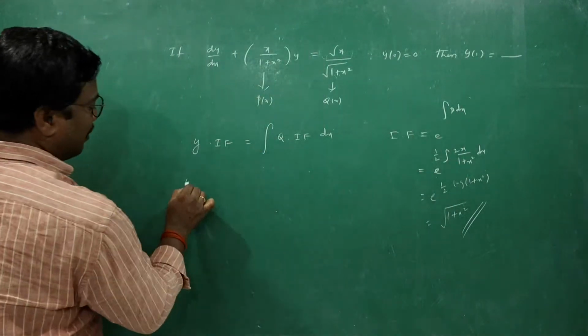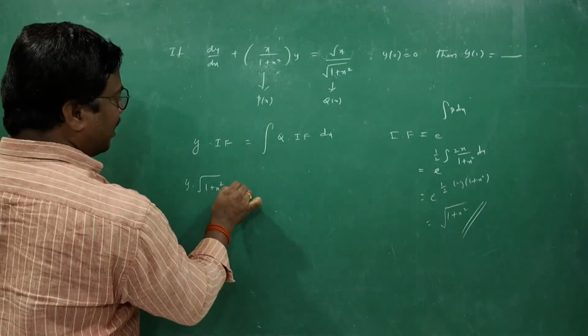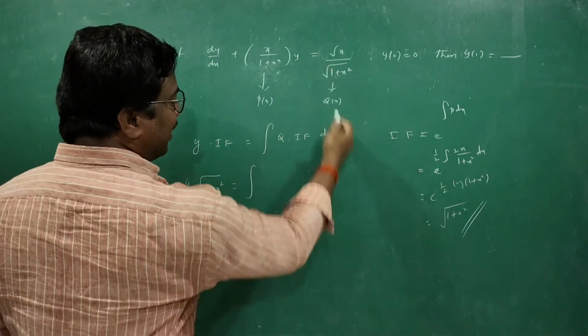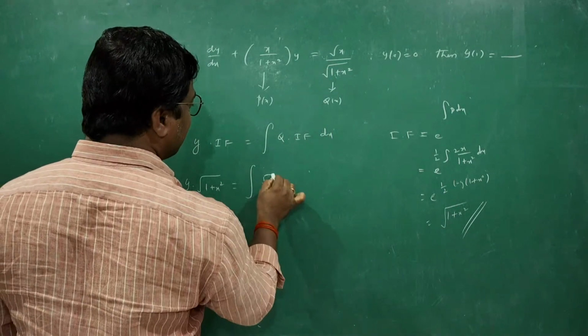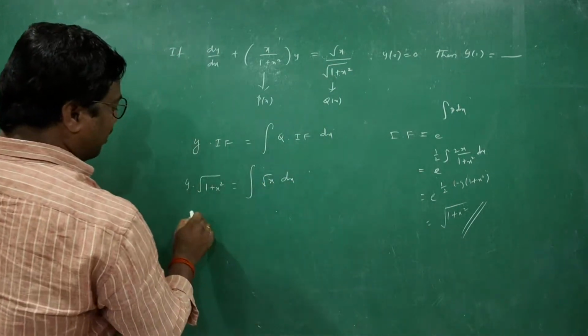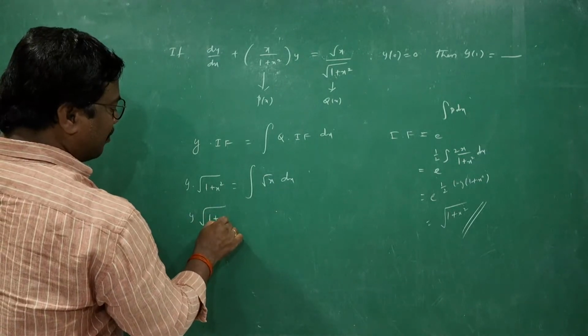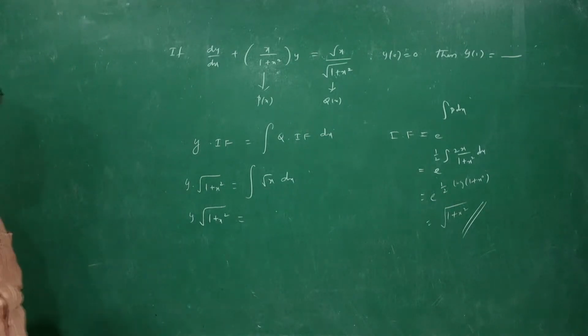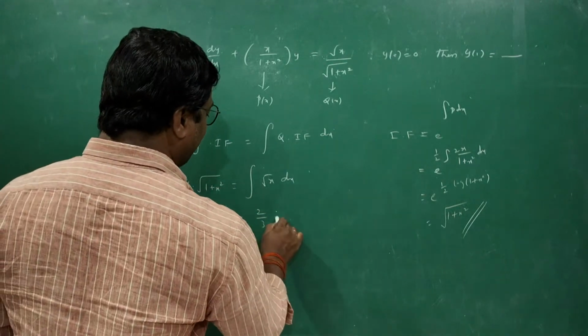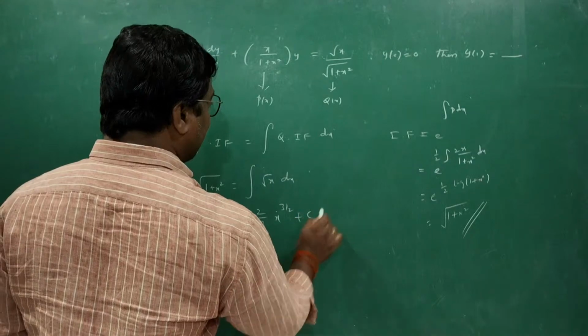So now y into root over 1 plus x square equal to integral q into integrating factor. Here root over 1 plus x square and root over 1 plus x square get cancelled, only root x dx you will get. Therefore y root over 1 plus x square equal to integration of root x, x power 3 by 2 by 3 by 2, that is 2 by 3 into x power 3 by 2 plus c you will get.